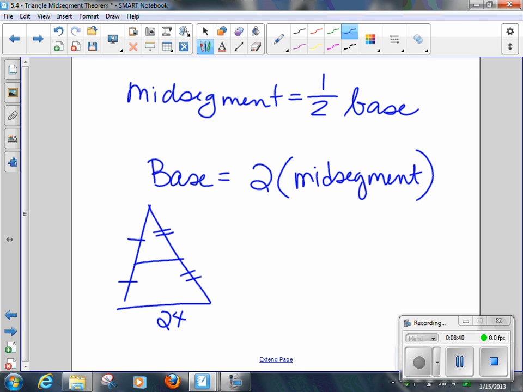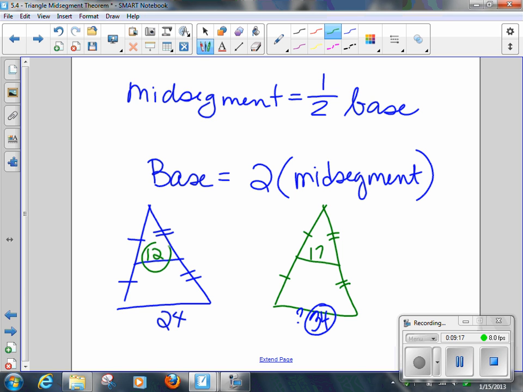If the base is 24, what's the mid-segment? 12, right? Write this down. Put this on your notes. No, you haven't finished this. Okay? And then if the mid-segment were 17, what's the base? 34, see? Oh, it's getting complicated. This is easy, right?